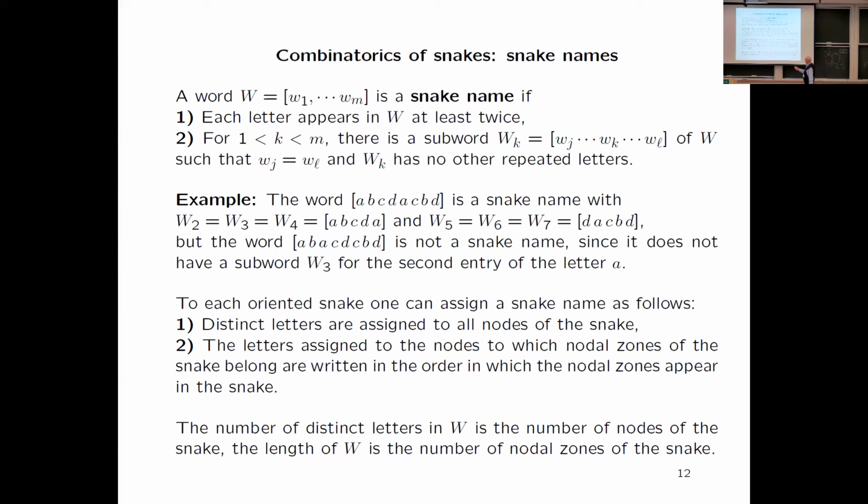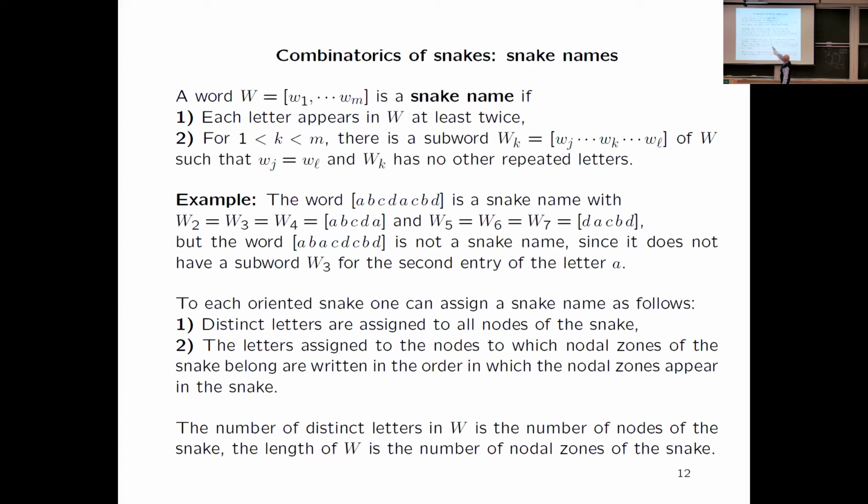Well, here is an example. A, B, C, D, A, C, B, D is a snake name. You can see that the ends do not matter. You cannot have, like, B, C, and D between 2 A's. Then A is between 2 B's or between 2 C's, or between 2 D's, and so on. So this is a snake name.